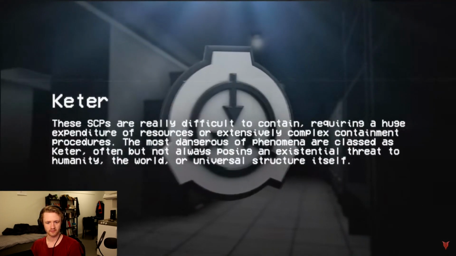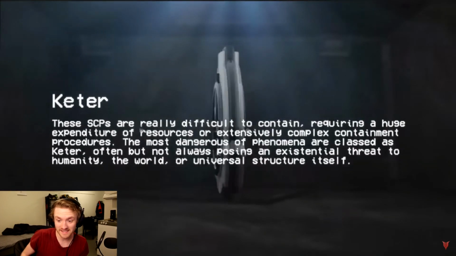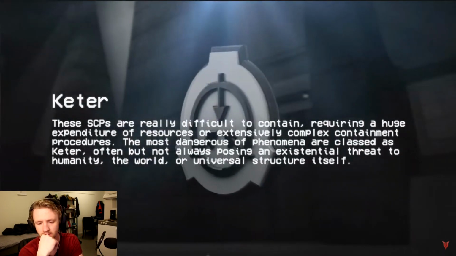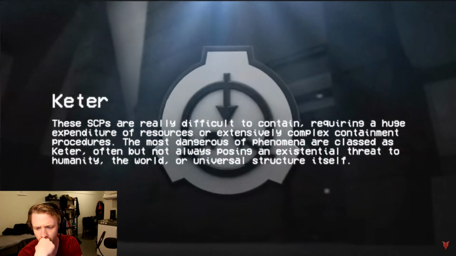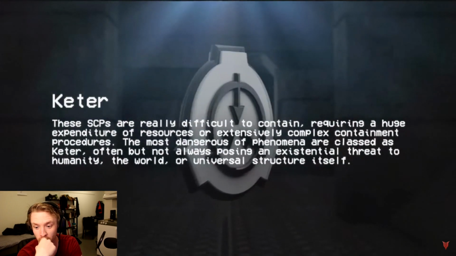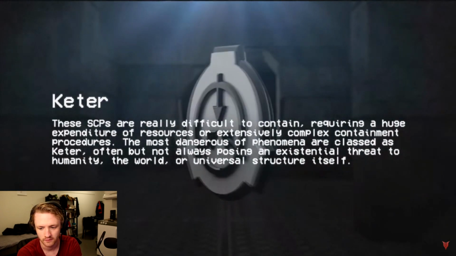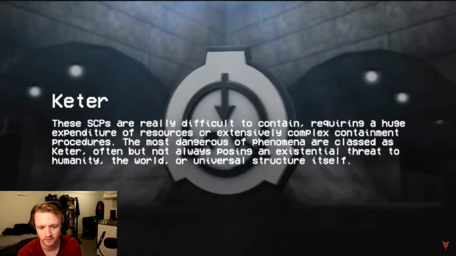And finally, Keter. These SCPs are really difficult to contain, requiring a huge, like 096, or extensively complex containment procedures. The most dangerous of phenomena are classed as Keter, often, but not always, posing an existential threat to humanity, the world, or universal structure itself.